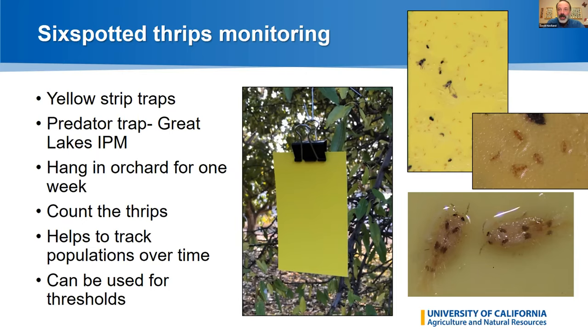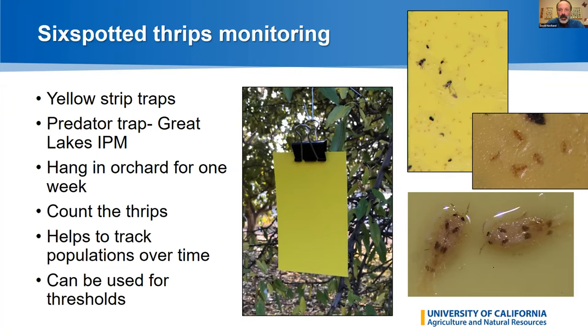The trap that we tested now has a new name. It's now called Predator Trap. That's the official name that you get from Great Lakes IPM. It's actually a product of Trece. So you can get it directly from them also, I'm sure, if you've got your Trece rep.